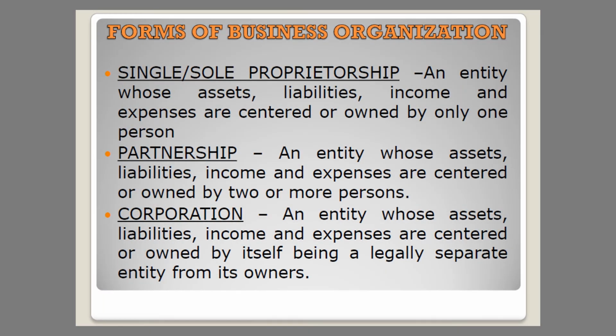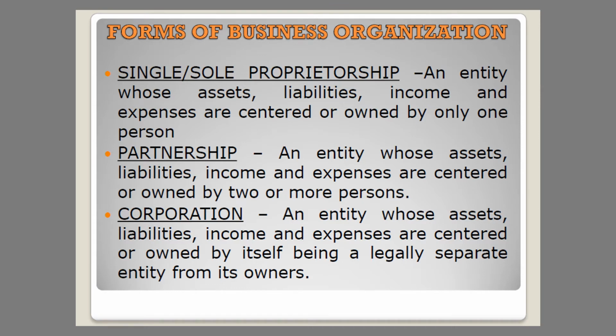Let us recall the forms of business organization. First one, single or sole proprietorship. This is an entity whose assets, liabilities, income, and expenses are centered or owned by only one person. For partnership, an entity whose assets, liabilities, income, and expenses are centered or owned by two or more persons. For corporation, an entity whose assets, liabilities, income, and expenses are centered or owned by itself, being a legally separate entity from its owners.